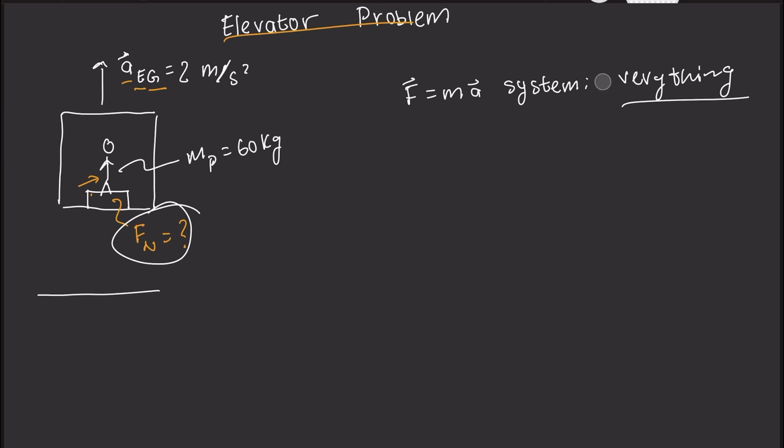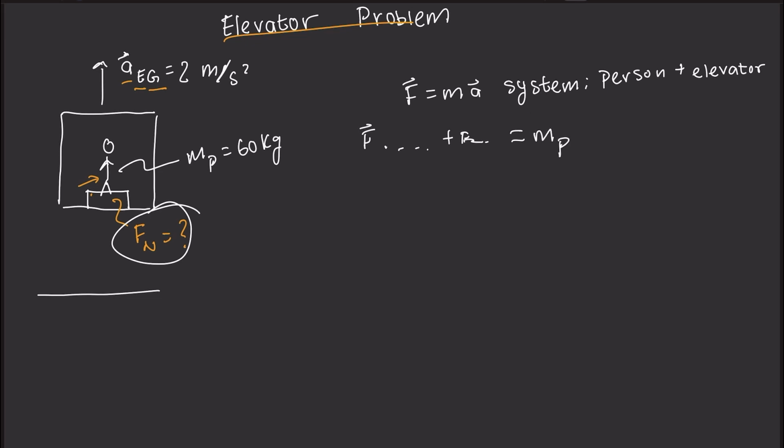Okay, then you're like, well, maybe just don't make everything the system. Alright, let me make the system just the person and the elevator. So let's say we write all our forces down, and then equals, now on the right side of the equation, we're going to have the mass of the person times the acceleration of the person relative to the ground, plus the mass of the elevator times the acceleration of the elevator relative to the ground.